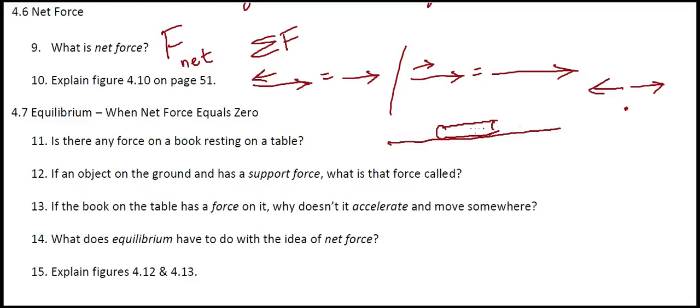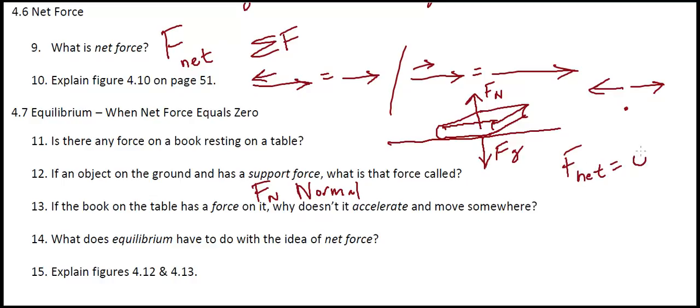So if this book is resting on the table, what you're going to have is the force of gravity going down. We'll call that Fg. And then you'll have the support force, called the normal force, going up from the surface. And so from the surface of the book, the normal force is in the opposite direction. So once again, your net force is 0. So that's why it doesn't accelerate. It does have a force on it, but the net force here equals 0.